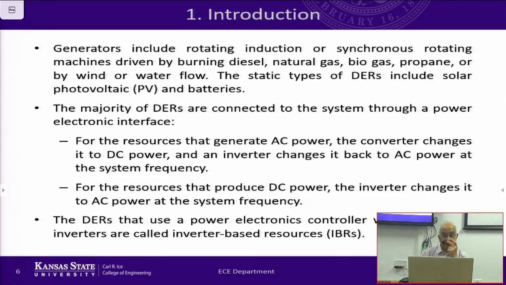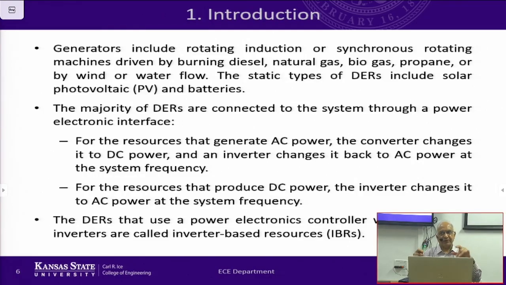And then static types can be solar photovoltaic or batteries. So these are some examples of distributed resources, and most of them are connected to the system through a DC interface. You have to have some kind of power electronic interface, even if it is generating. So in most cases they are connected through a power electronic interface, and they are inverter based resources. So any distributed resource that we have in the system will be an inverter based resource.